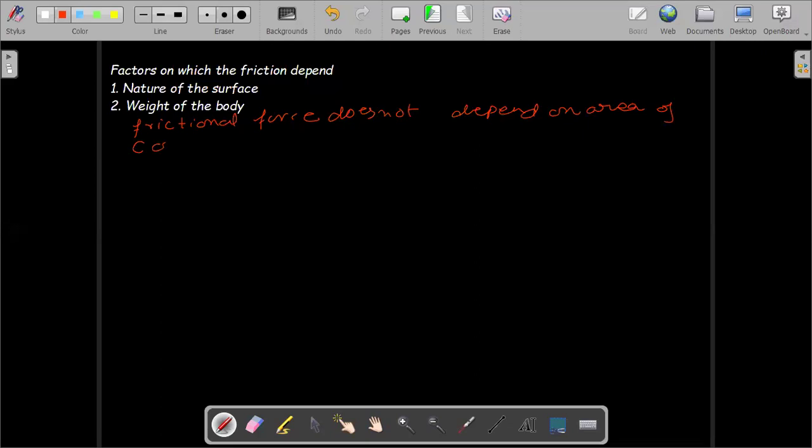So a substance which has a bigger area and a substance which has a smaller area, it does not matter. The force of friction will depend only on the body and also on the nature of the surface. So understood? The frictional force does not depend on the area of contact, but it depends only on the load and the nature of the surface.